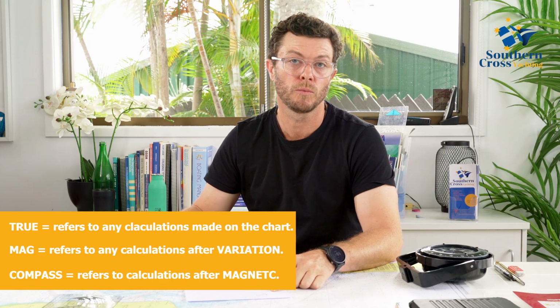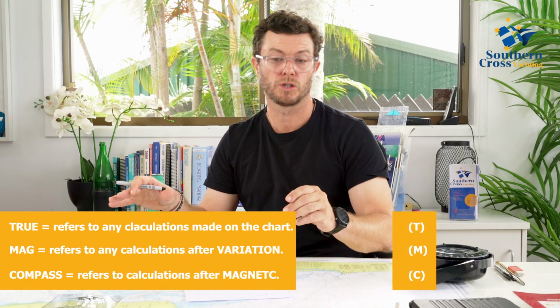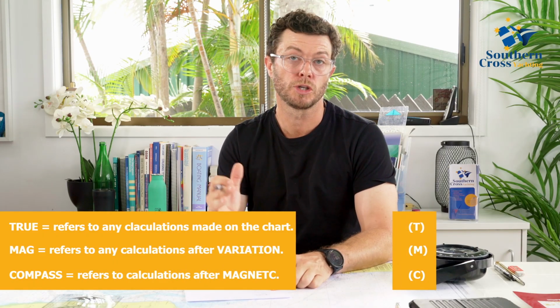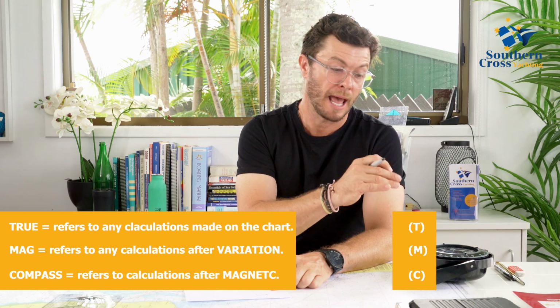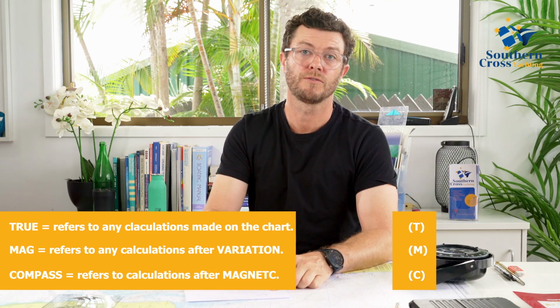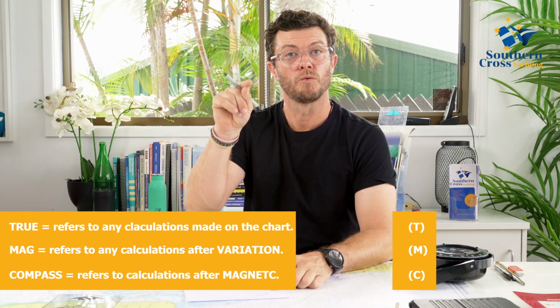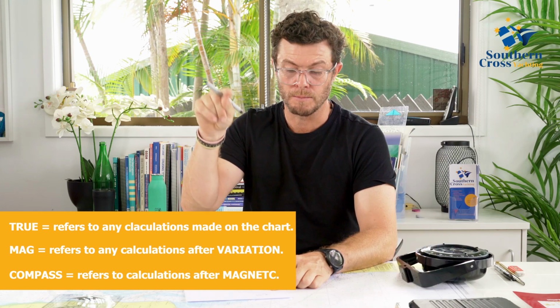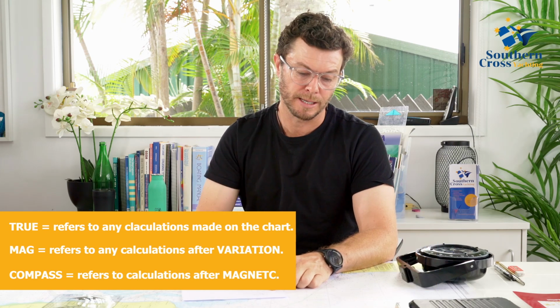Anything that we do on the chart is referred to as true, and any magnetic calculations after that would be referred to as magnetic. We would refer to those with a little m in brackets. We would then take that 90 degrees and look at the 10 degrees 55 minutes east, and we would minus that from the 90 degrees.